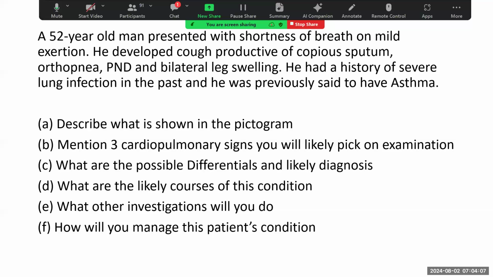Question A is describe what is shown in the pictogram. Mention 3 cardiopulmonary signs you will likely pick on examination. What are the possible differentials and likely diagnosis? What are the likely causes of this condition? This question D is not so clear to me. I was wondering if there was a mistake, if they meant causes, because I couldn't really find anything related to causes of this condition. What other investigation will you do? How will you manage this patient's condition?